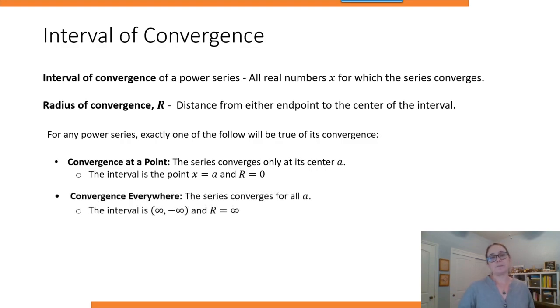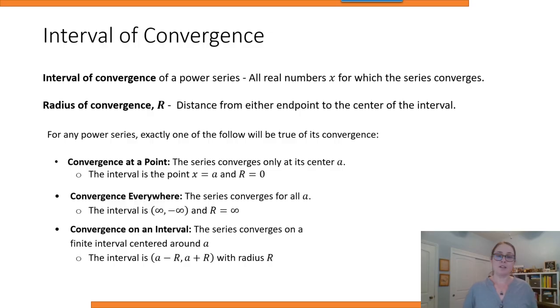The opposite extreme to this is if it's convergent everywhere. And so this would be the interval of convergence is negative infinity to infinity. I got those backwards in my interval, sorry. And then the radius of convergence here would be infinity. The third option is something in between, where I get some finite value for the radius of convergence.